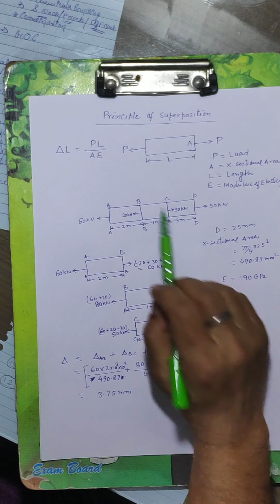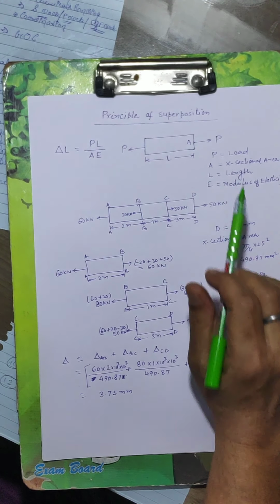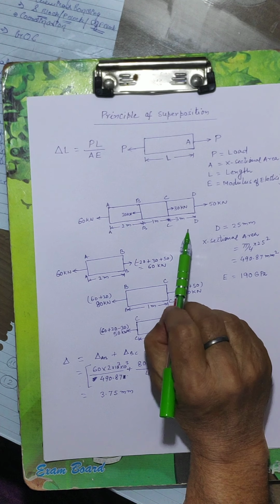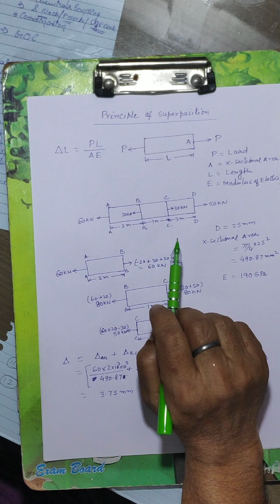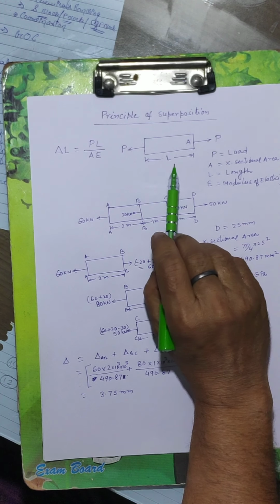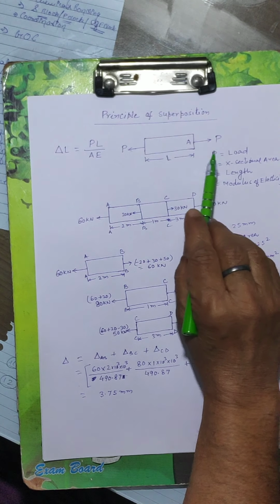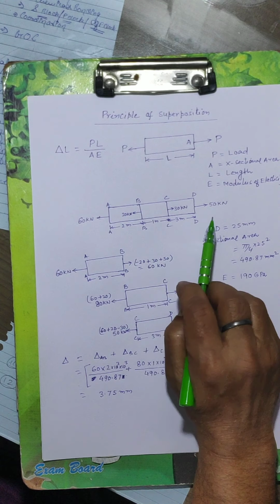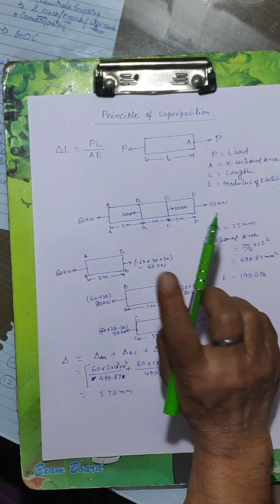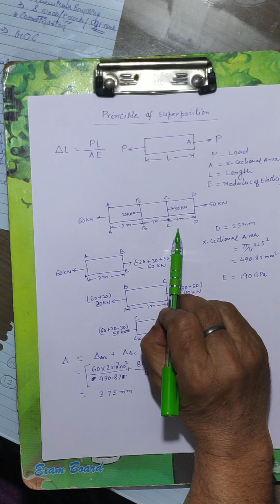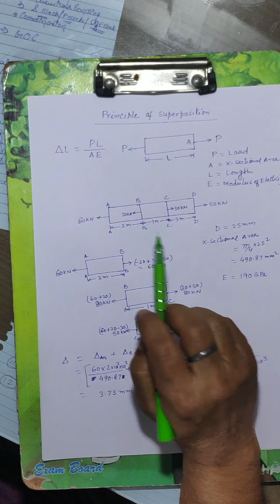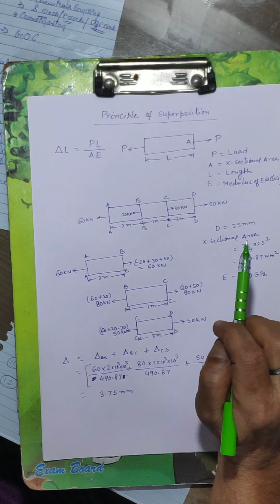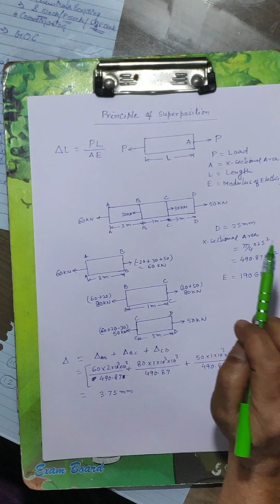Now we come to the main point, principle of superposition. When any body is subjected to number of forces, earlier we studied that only P is acting, tensile force P is acting on this body. Now the number of forces are acting on a body at different parts of this body. Then how can we calculate the elongation of this body? Where we use the principle of superposition theorem.